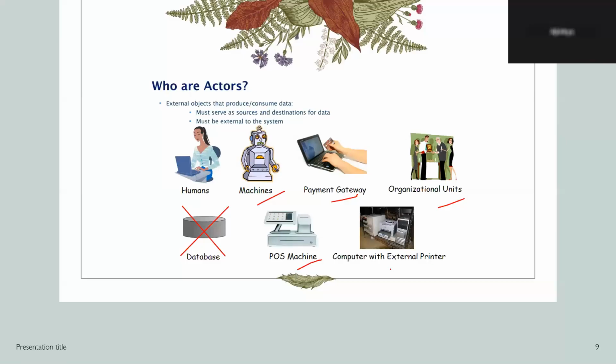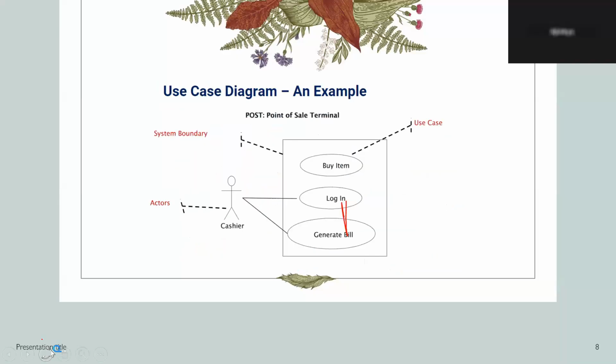An actor is an external object that produces or consumes data. Here, we are consuming data: we buy an item, this person is performing the login operation, and generating the bill. So we are the destination for data, and it must be external to the system. The database is an internal part of the application, for these two things, but still it is internal. That's why we are not considering the database as an actor, right?